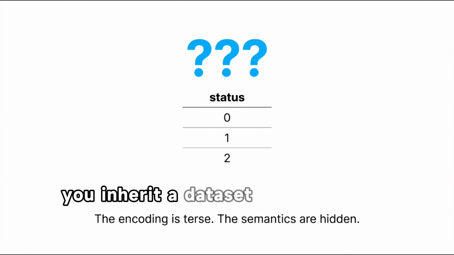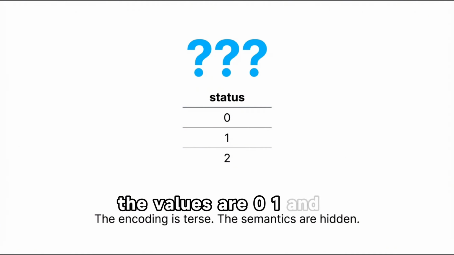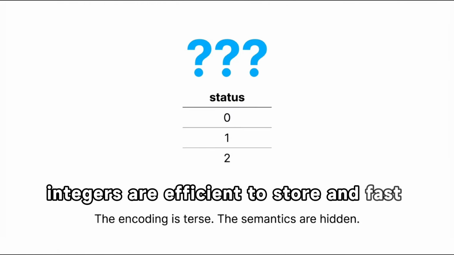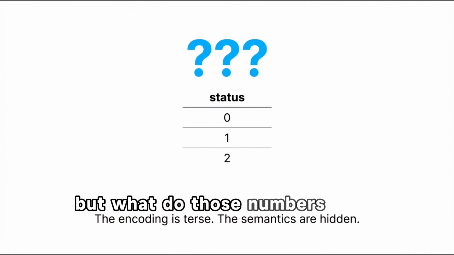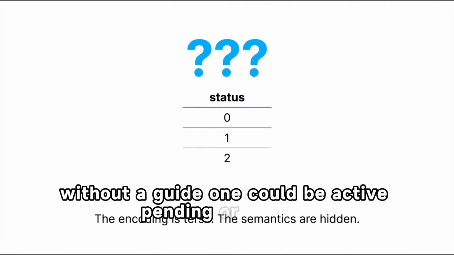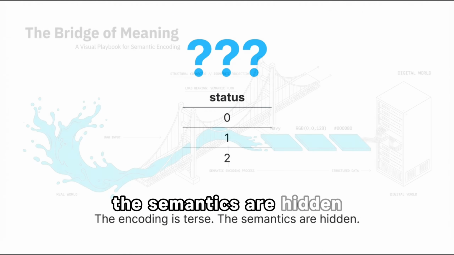You inherit a dataset with a column called status. The values are 0, 1, and 2. At first glance, it's tidy. Small integers are efficient to store and fast to compare. But what do those numbers mean? Without a guide, one could be active, pending, or flagged. The encoding is terse. The semantics are hidden.